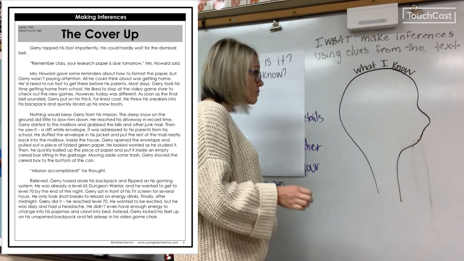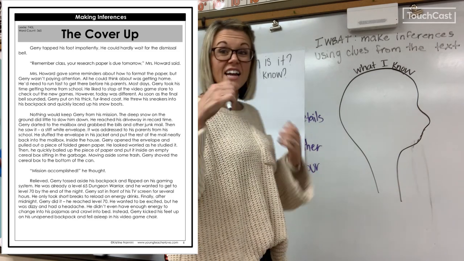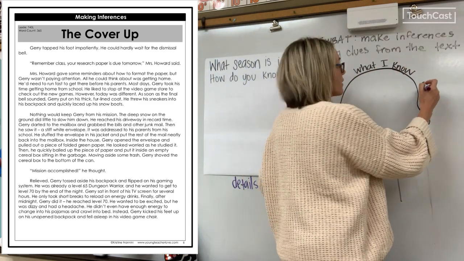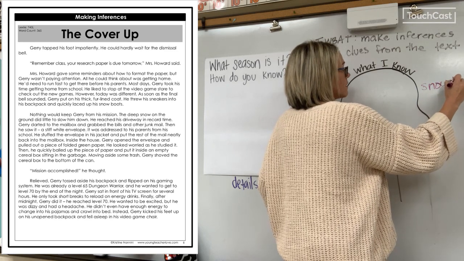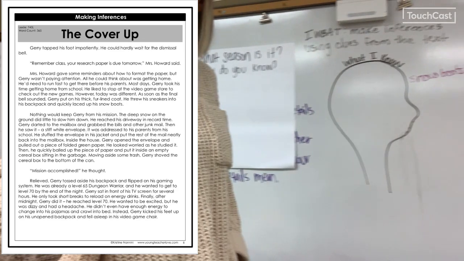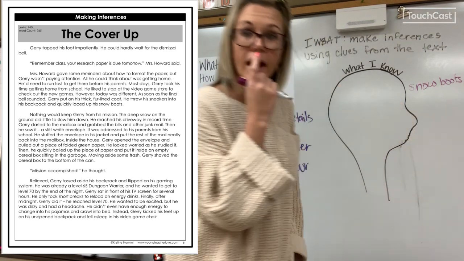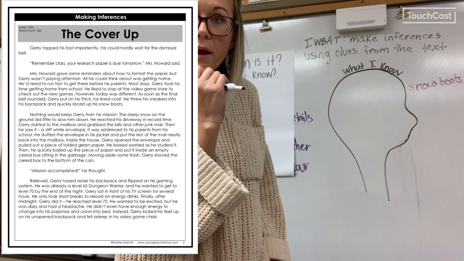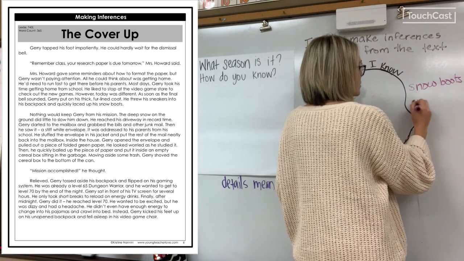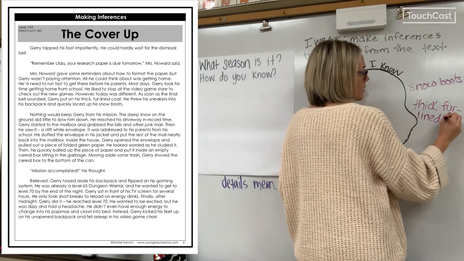So some literal clues, I'm going to use the purple here, things that I know. So what I know, I'm going to put on the outside. So I know that he's wearing snow boots. What else did it say? So he threw his sneakers into his backpack, quickly laced up his snow boots. Jerry put on his thick, fur-lined coat. So thick, fur-lined coat.